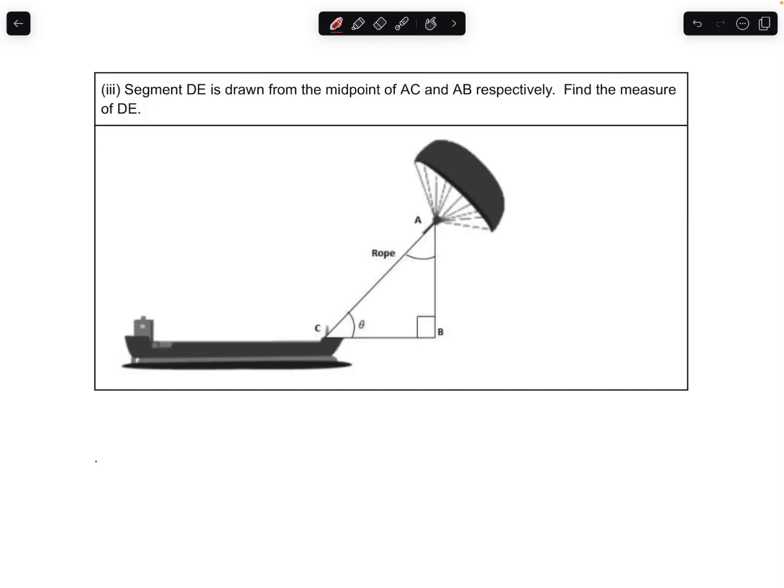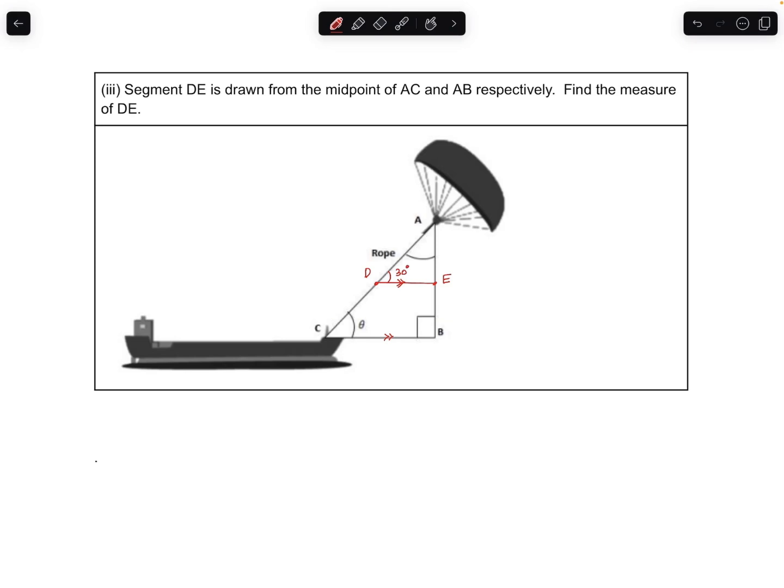Subdivision 3. Segment DE is drawn from the midpoints of AC and AB respectively. Find the measure of DE. D is the midpoint of AC and E is the midpoint of AB. So this DE is what we have to find. DE is parallel to the side BC. So the angle at D, that is angle ADE, is also 30 degrees.